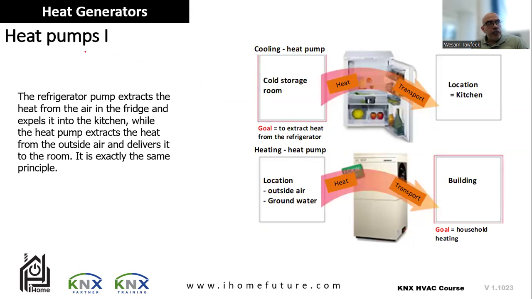Another type of heat is getting it from the heat pumps. Heat pumps, we have a heat pump, by the way, in our houses. It's in the refrigerator, where we are getting heat and expelling it to the kitchen itself. So the refrigerator pump extracts the heat from the air in the fridge and expels it into the kitchen. This is the way, because you need to get the refrigerator in a cooled way. So heat is getting out.